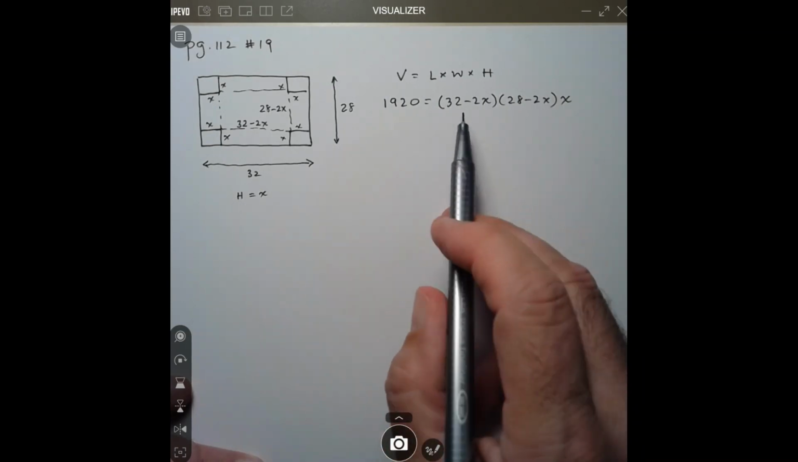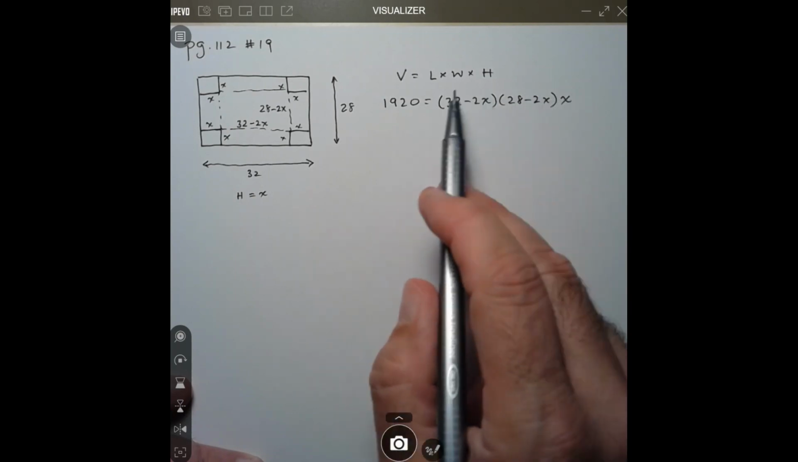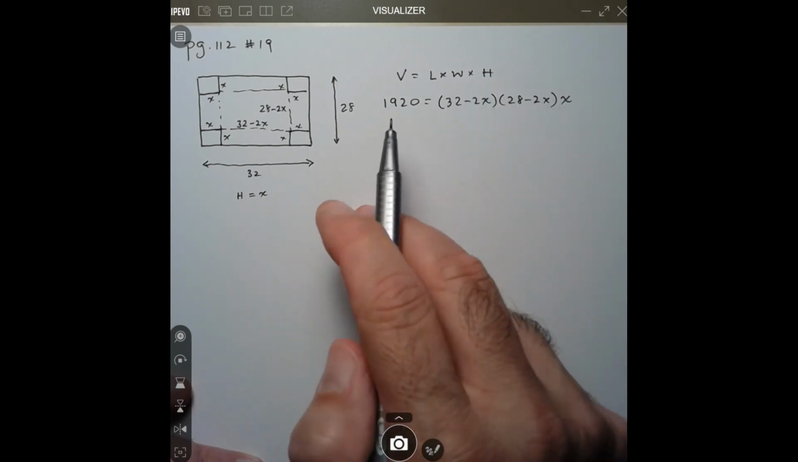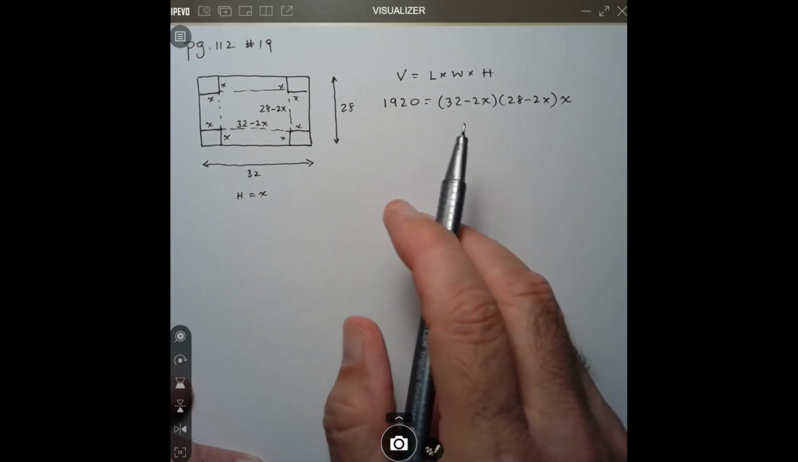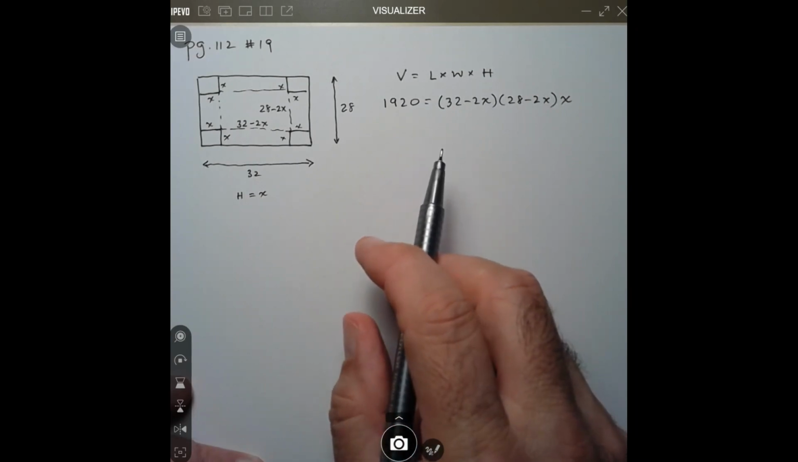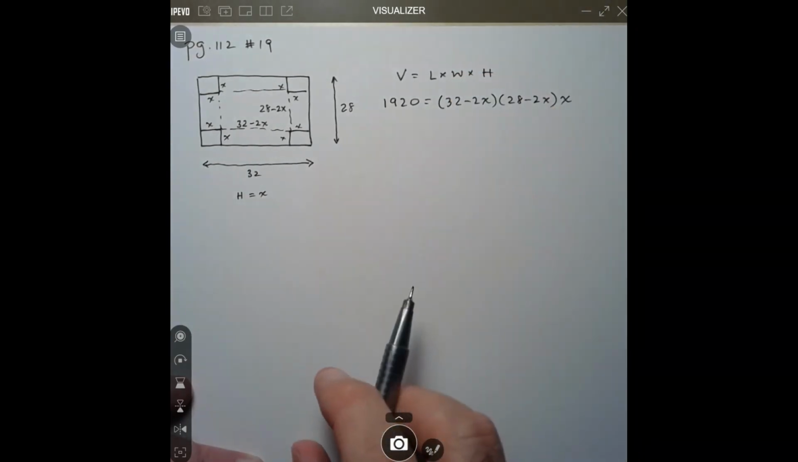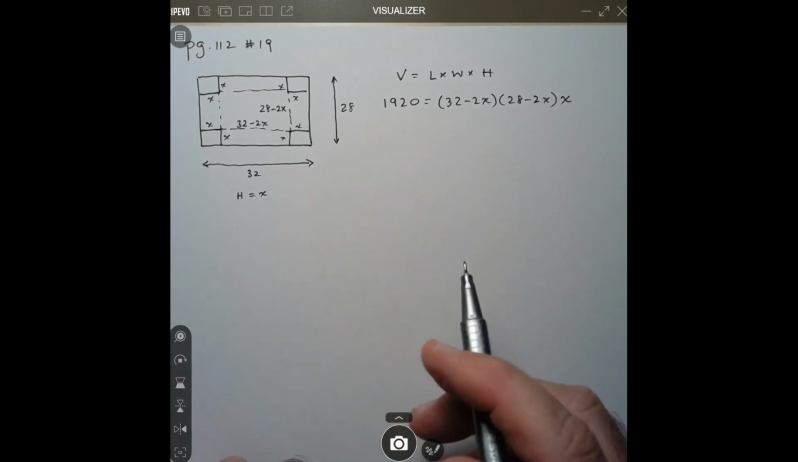So that means we're going to have to actually distribute this whole thing. Bring the 1920 to the other side, and then we're going to have to refactor. But what we have now is the equation that we're going to be solving. Now, which side do I bring things on?